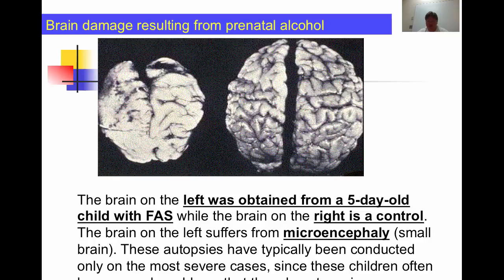Obviously something terrible has happened here for them to have access to the brain, and these autopsies have been conducted only on the most severe cases, since these children often have enough problems that they don't survive. But it does show you what's happened here and the difference in the brains between a child who was exposed to alcohol prenatally versus a child who wasn't.